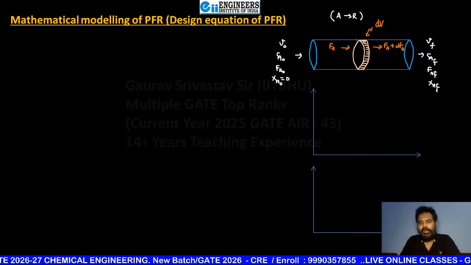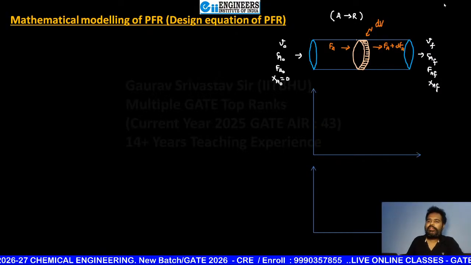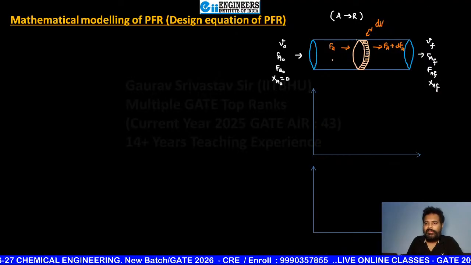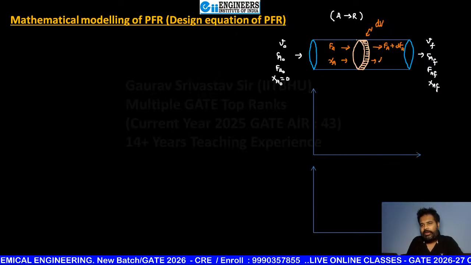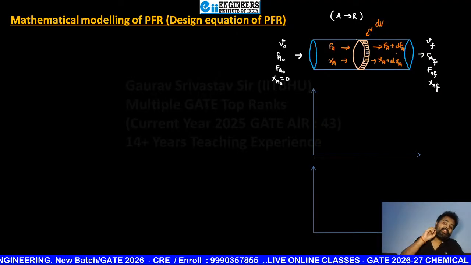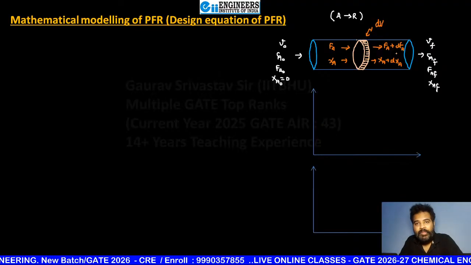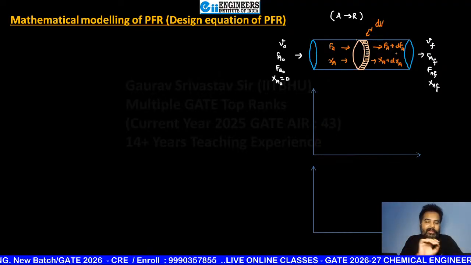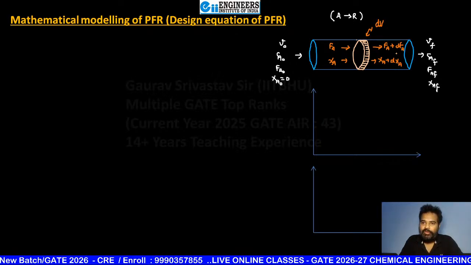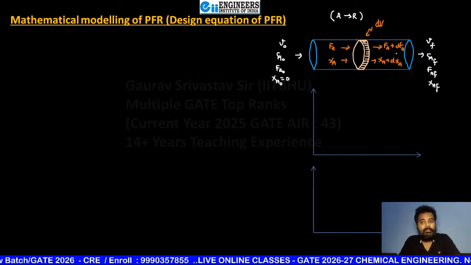Okay. Similarly, you can also write for XA. If here conversion is XA, then after exiting, the value changed by dXA. Now, one interview question. Can you tell me the sign of dFA and dXA here? Sign क्या आएगा? What should be the sign of dFA and dXA here? Interview question. जल्दी बोलेंगे सभी लोग फटाफट. Tell me everyone.